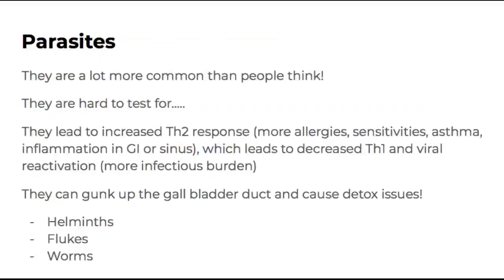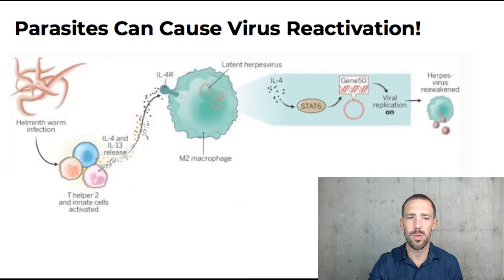And there's different types of parasites, helminths. There are flukes, like liver flukes, common for that bile duct. There are worms like hookworm, roundworm, pinworm, flatworm, tapeworm. So a lot of different parasites. And once again, it's just an important part of this conversation. Now, before I go on to the next one, let me go on. So parasites can cause virus reactivation. And this is one of the mechanisms by which they do this.